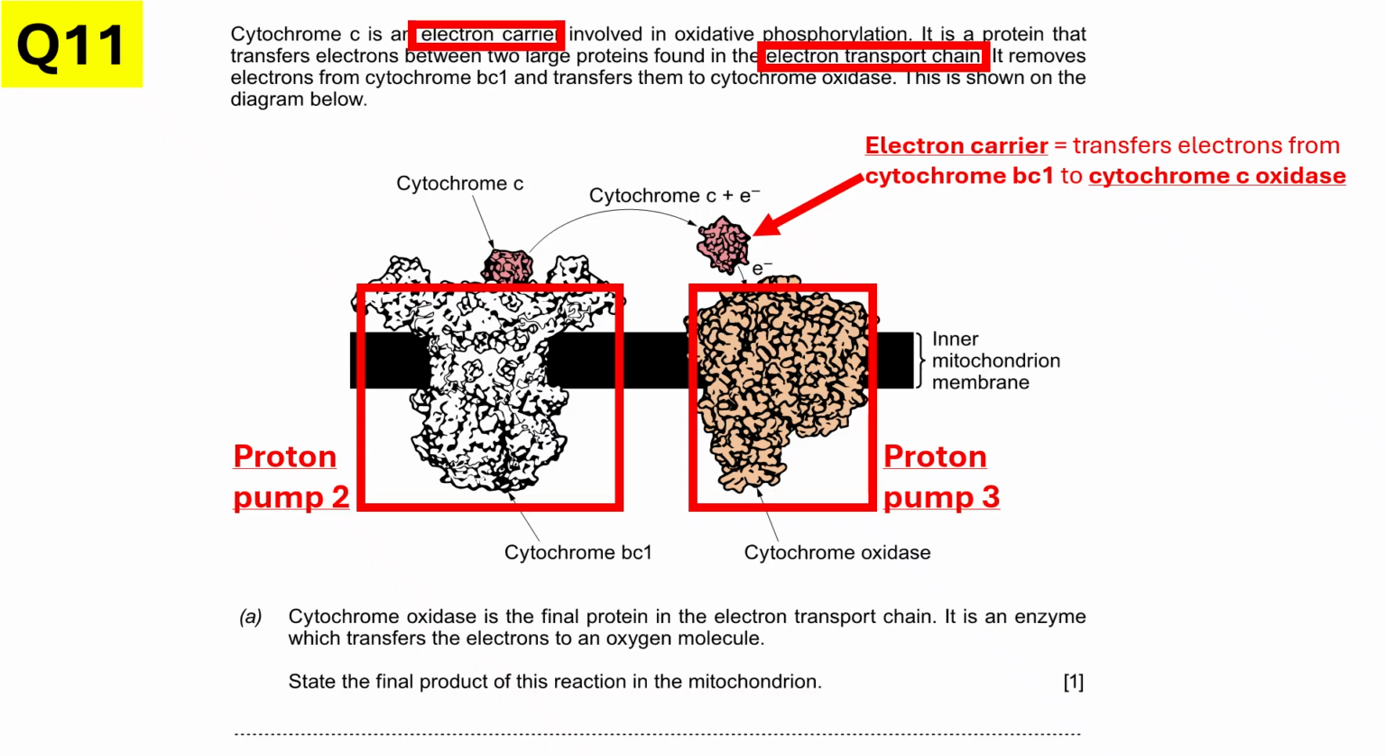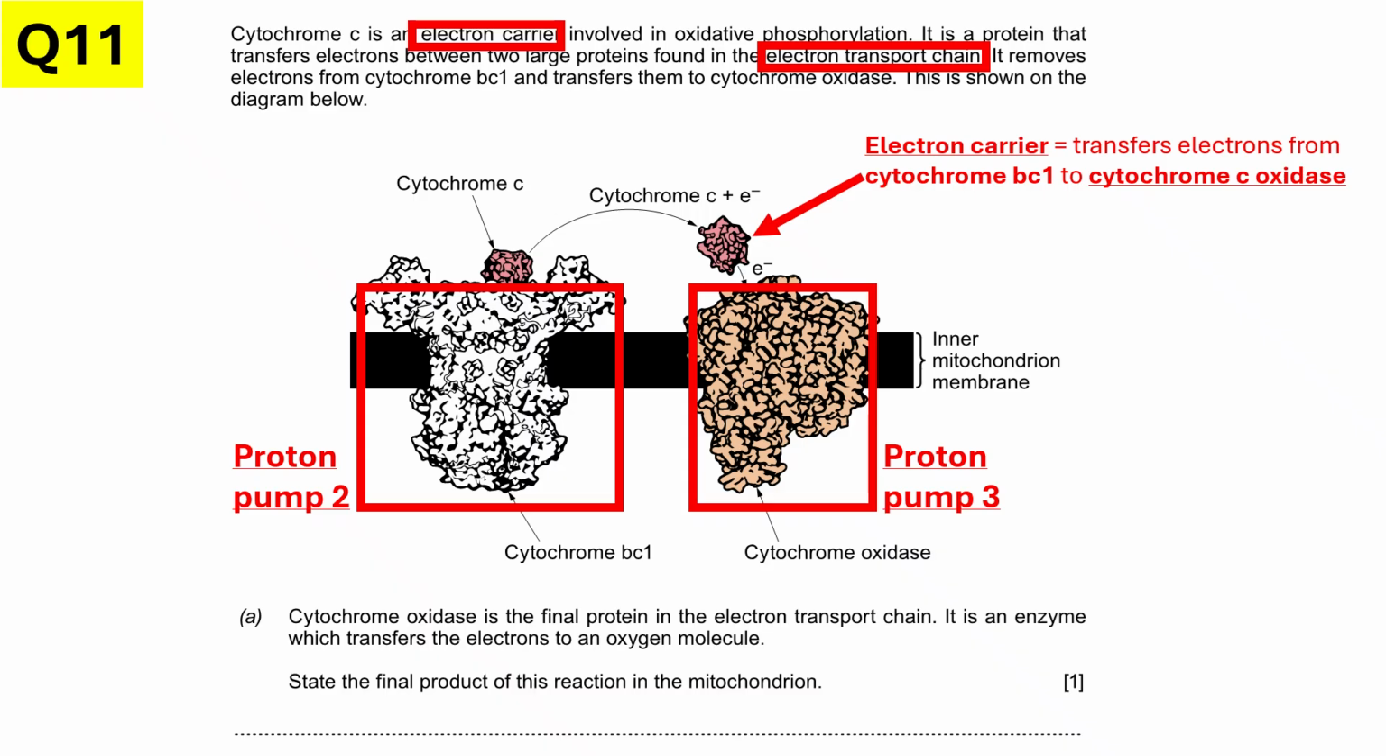So we're just going to use the labels as much as we can. Now, part A says cytochrome C oxidase is the final protein in the electron transport chain. It is an enzyme which transfers the electrons to a molecule of oxygen.